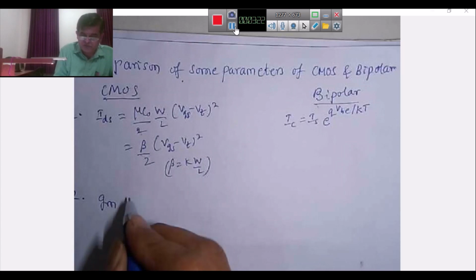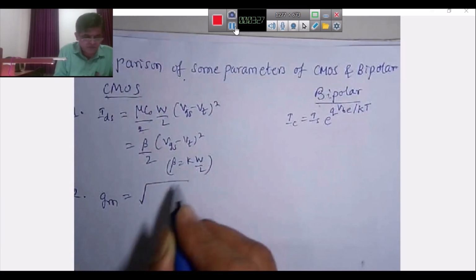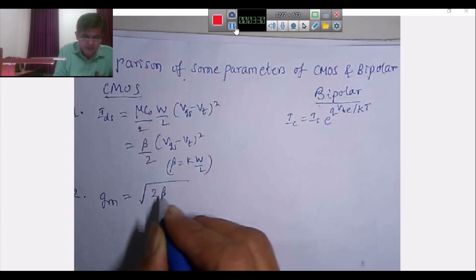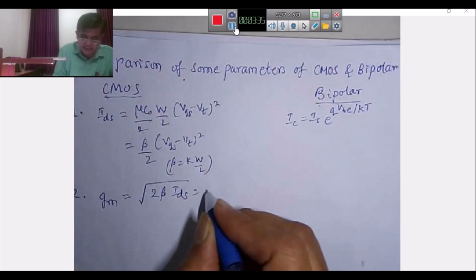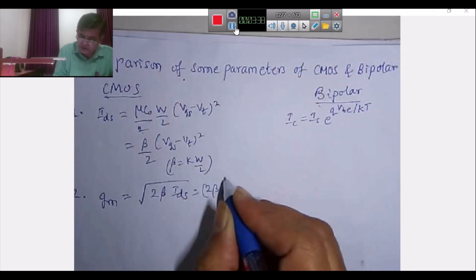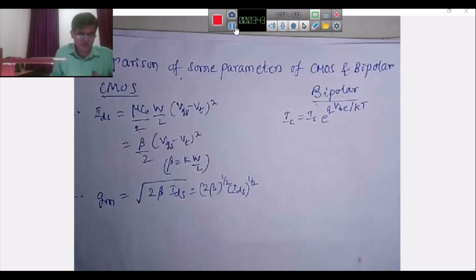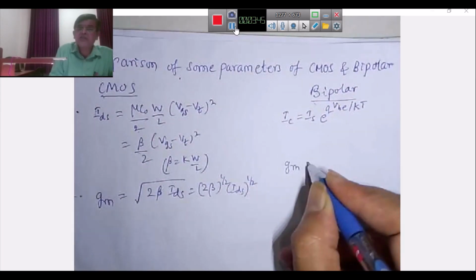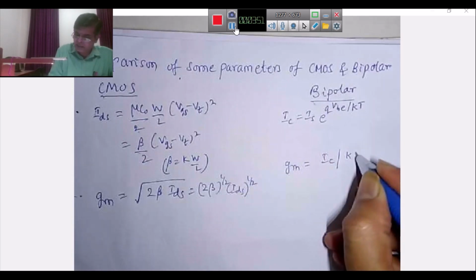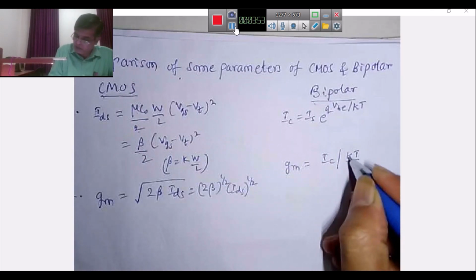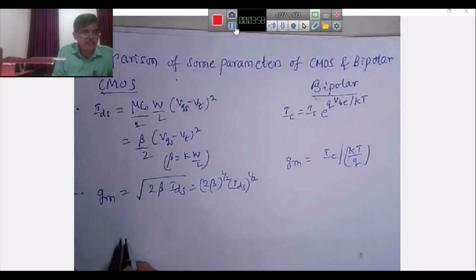GM in case of MOSFET is given by under root of 2 beta into IDS, which can also be written as 2 beta raised to half into IDS raised to half. Both are one and the same. Whereas the GM in BJT is given by IC divided by KT by Q, and this whole thing comes in the denominator. How do I get this? Let me take a small derivation.